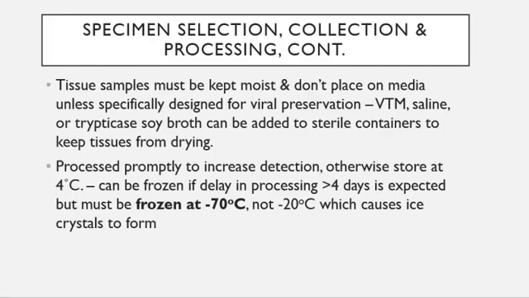As far as processing tissues, you want to process promptly to increase detection of the virus, otherwise store at 4 degrees Celsius. Tissue samples can be frozen if processing is delayed greater than 4 days, but they need to be frozen at deep freeze at -70 degrees Celsius. Don't freeze at just -20 because ice crystals can form in the tissues.